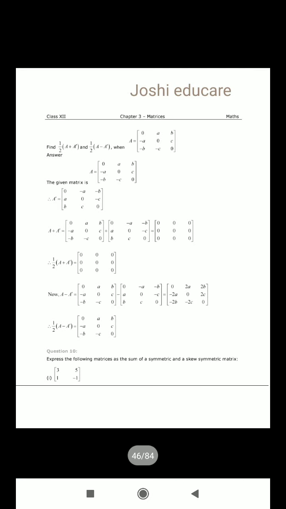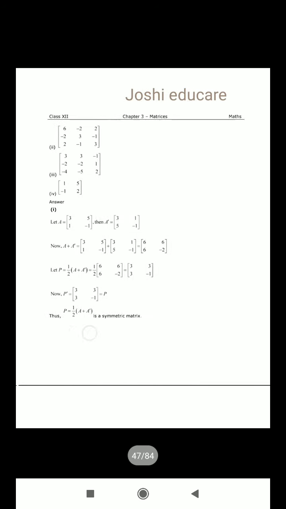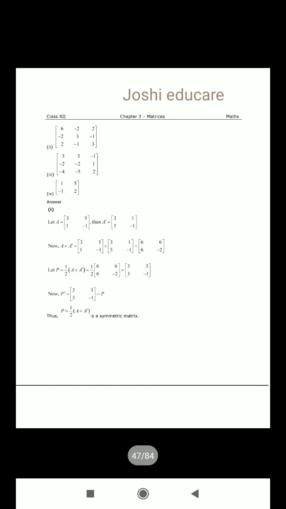Question number 10, express the following matrix as the sum of symmetric and skew symmetric matrix. In the previous class, I have explained in detail how to express them. So it's a very simple type of question. To express a matrix as a sum of symmetric and skew-symmetric matrix, we'll find one matrix P, and that will be half of A plus A transpose. We'll find another matrix Q, that will be half of A minus A transpose. We'll write A equal to P plus Q. The given matrix A will be equal to P plus Q.